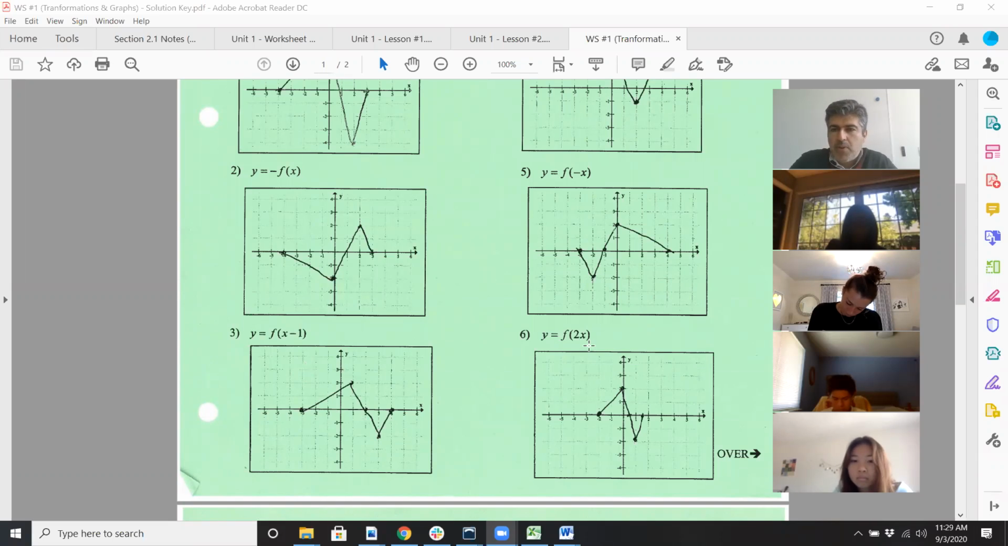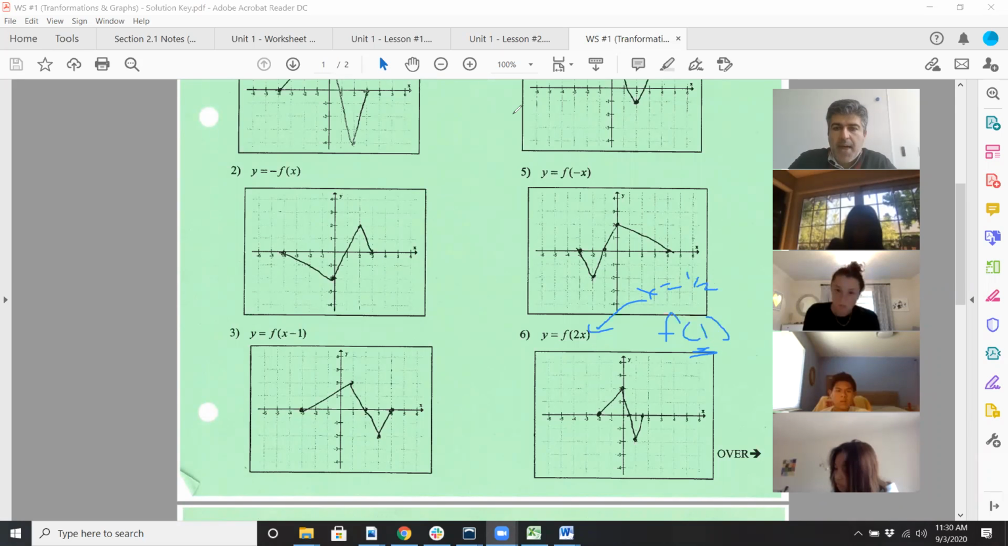6 is a little funky. You would think to multiply by 2, but it's actually counterintuitive. You actually divide by 2. So the x values get divided by 2. The reason why that happens is that if you want f of 1, then x would have to be 1/2, which means that you're actually dividing your x values by 2 to achieve the same thing you had from the original graph. So the y values stay the same, but the x values get divided by 2.